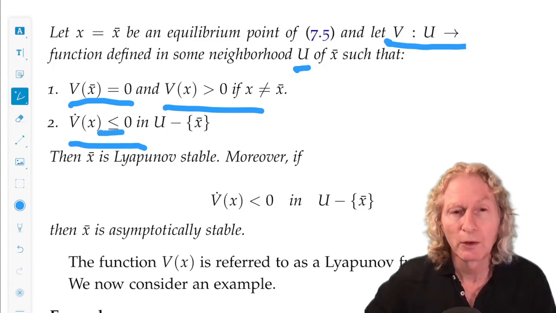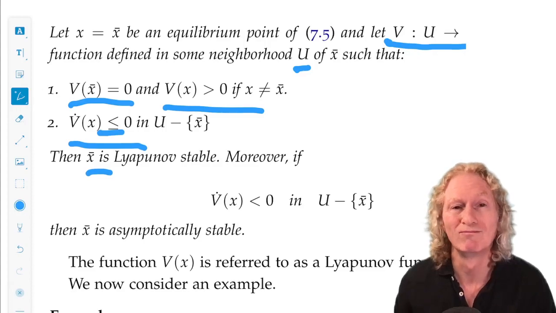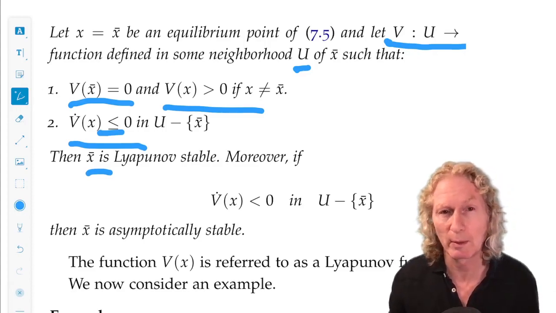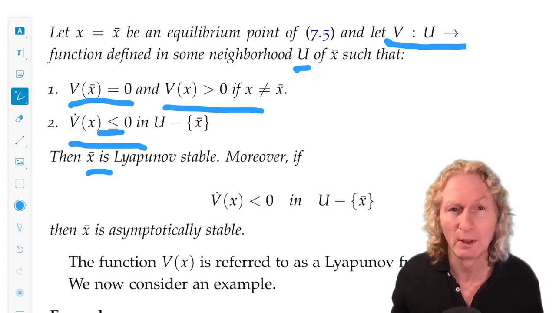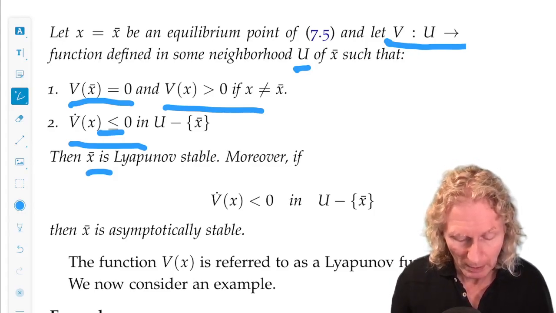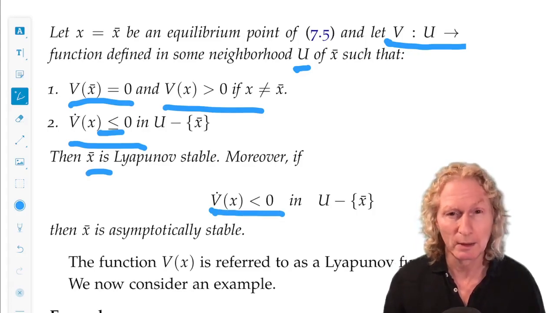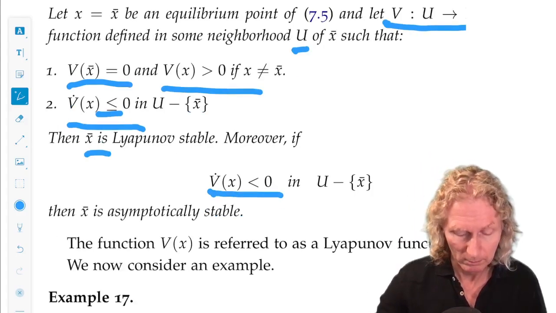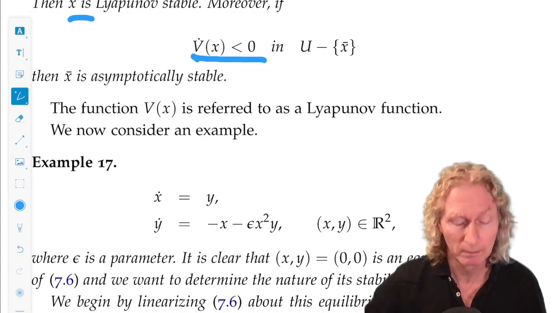So if these conditions are satisfied, then we say x bar is Lyapunov stable. So we're able to say something about stability without solving for solutions, without doing linearization, if we have this function V of x that satisfies these properties. Now, I said focus on less than or equal to. If we have strict less than in that neighborhood, then the equilibrium point is asymptotically stable. And we refer to V of x as a Lyapunov function.